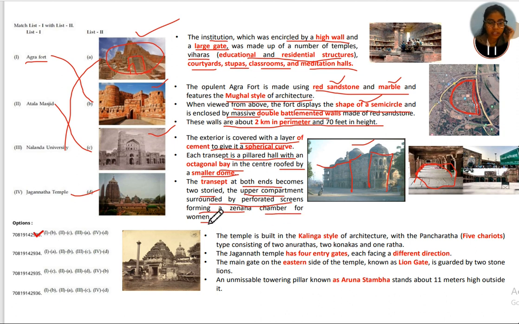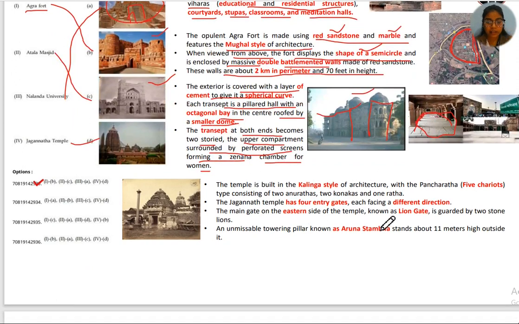Fine. Next, you have your Jagannath temple. The Jagannath temple is in Puri, Orissa. The important point is that the temple is built in the Kalinga style of architecture, with the Pancharatha, five chariots, type consisting of 2 Anuratha, 2 Konika and 1 Ratha. This is not that important.